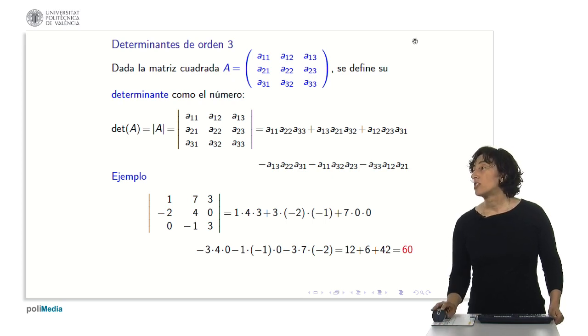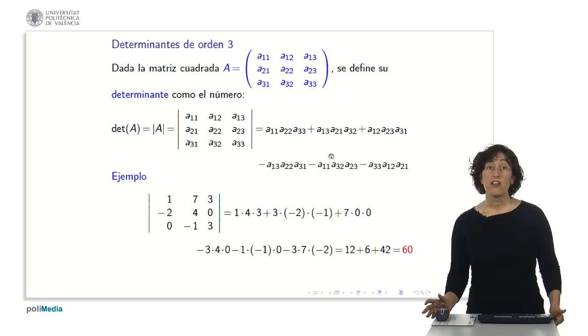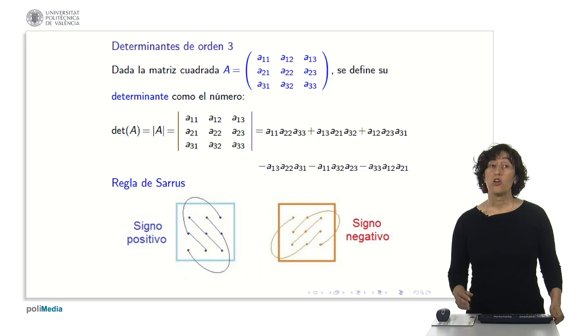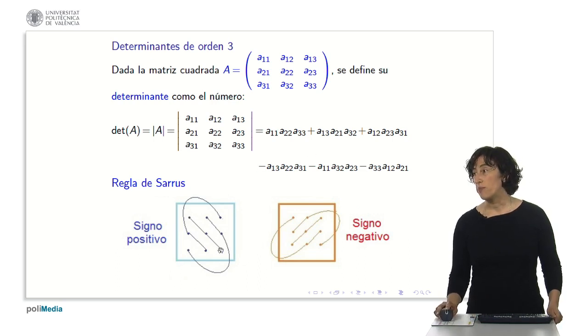Well, this definition is a little difficult to remember. A good way to remember it is the one known as Sarrus's rule. The main diagonal, plus the parallel times the one in front, and the other parallel times the one in front, all go with a positive sign. And with a negative sign go the secondary diagonal, its parallel times the one in front, and the other parallel times the other one in front. This is a rule that allows us to remember the sign of each one of these products in a more visual way.